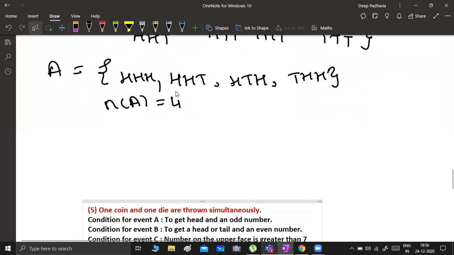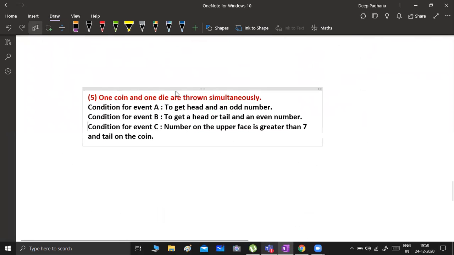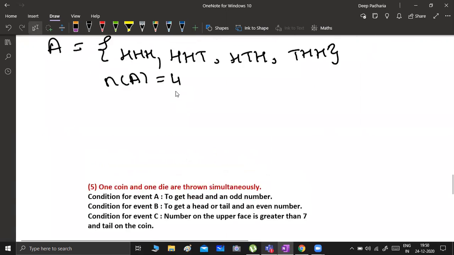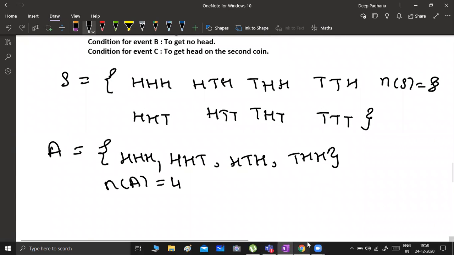Find B. B का देख लेते हैं. I'm feeling that there is low space. No problem. B का देख लेते हैं. B में क्या बोला है मुझे? What is B event telling? B is the event to get no head. There should be no head in my event. ठीक है.